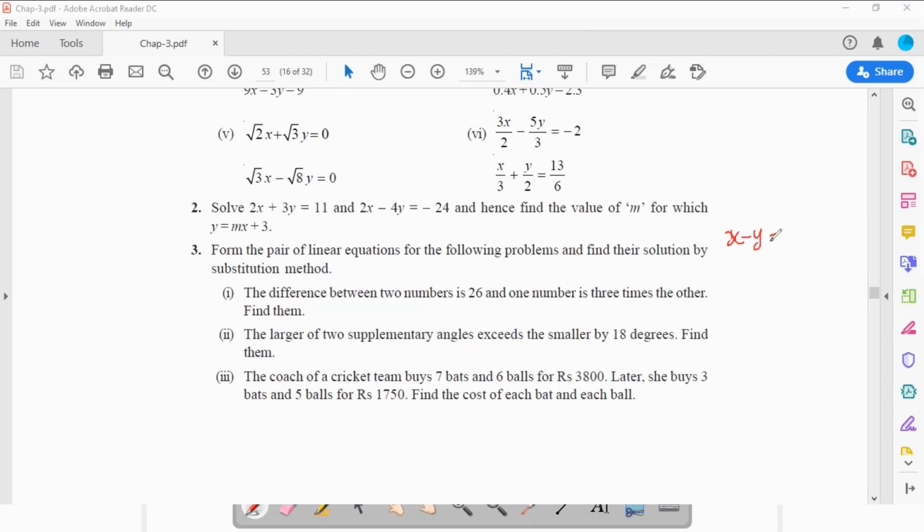x minus y is equal to 26. Okay, the difference of two numbers is 26. Okay, x minus y is equal to 26. Fine.